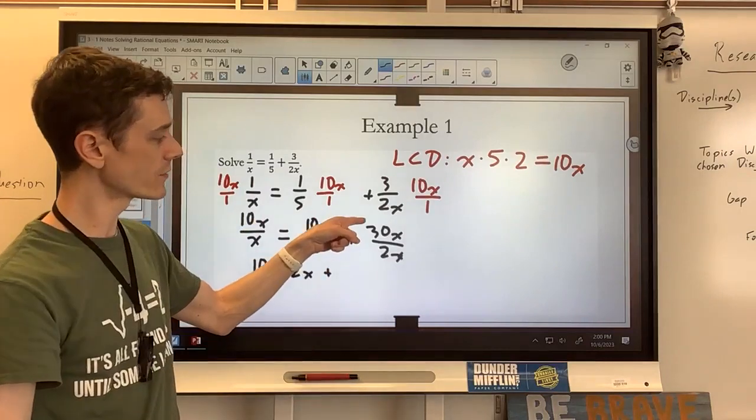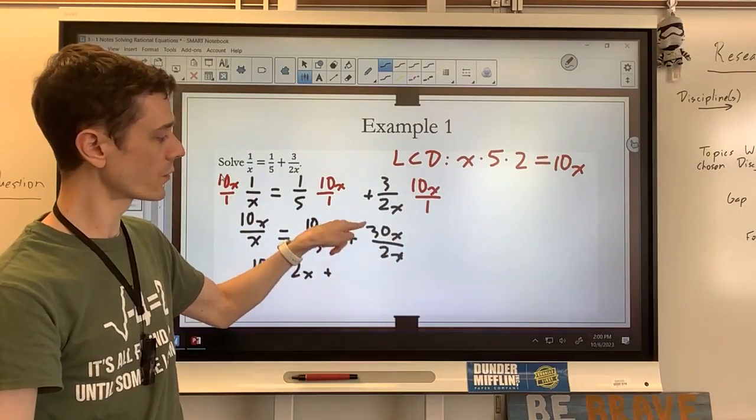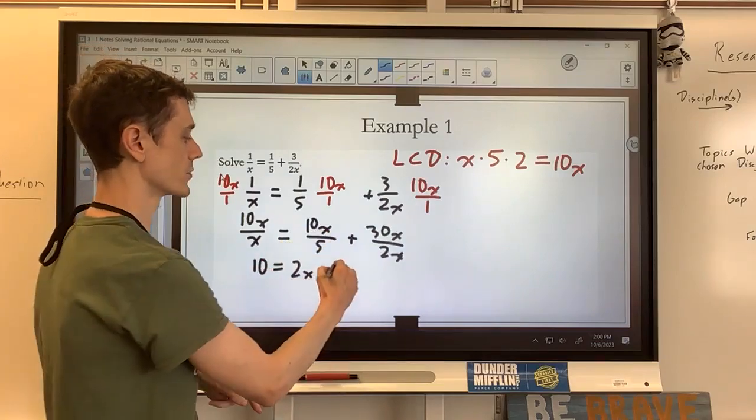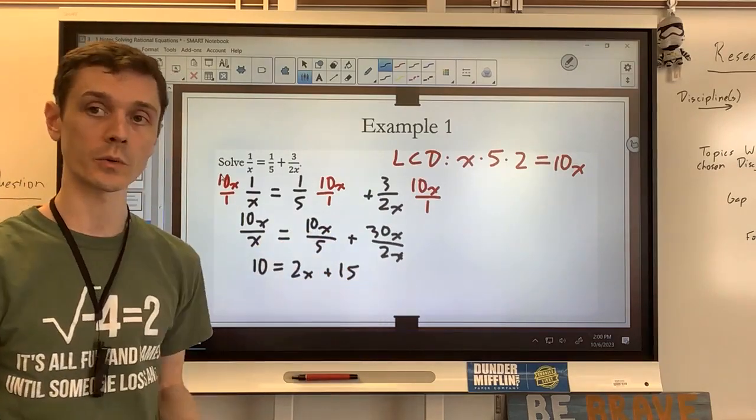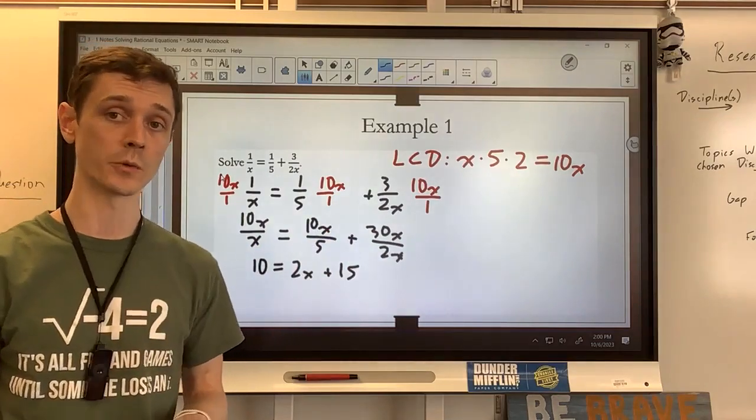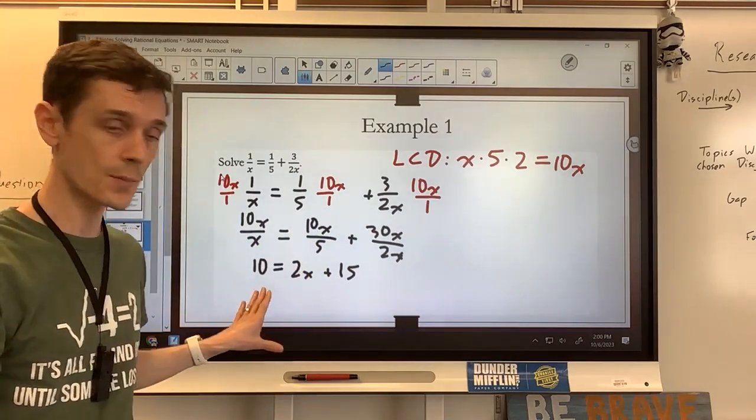And then on the last one, the x's will cancel. So the only other part I have to worry about is 30 divided by 2, which is 15. So this has created a smaller and easier to work with equation. I no longer have a fraction to deal with at all. So now I can just go into my opposite operation steps.